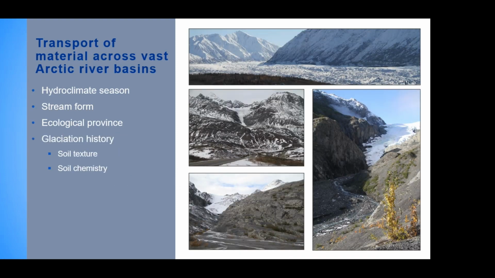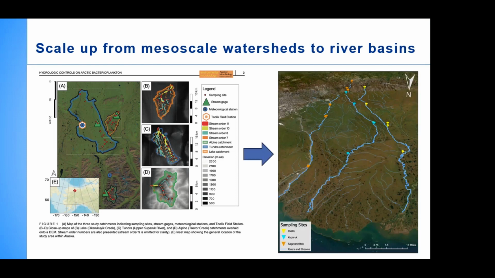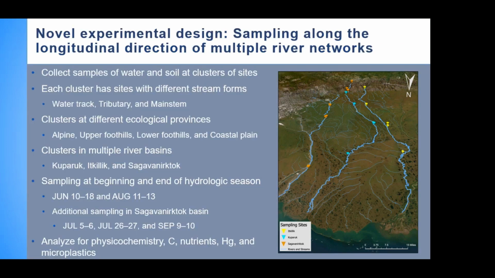And then there's different glaciation histories across the landscape, which affects soil texture and soil chemistry. So we wanted to scale up from the mesoscale watersheds to larger river basins, something like this. This map is flipped upside down with north pointing to the bottom of the map. In consultation with my advisor at the time, we came up with a new experimental design.